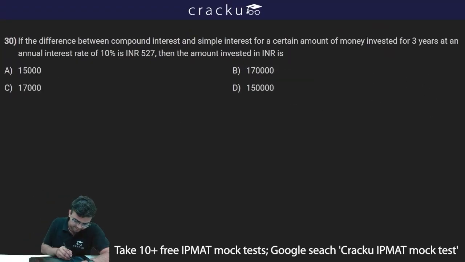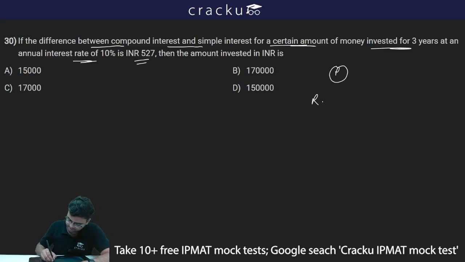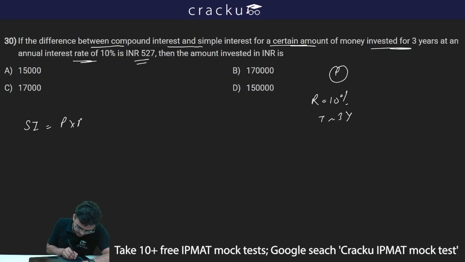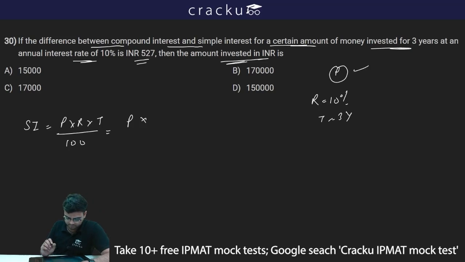The next question is saying, if the difference between the compound interest and simple interest for a certain amount of money invested for 3 years at an annual interest rate of 10% is INR 527. So let's say principal is P, rate of interest is 10%, and time is 3 years. Now one is for the simple interest and one is for the compound interest. So for simple interest, the formula is P into R into T divided by 100. What is P? We have to find out the amount invested, which is the principal amount.